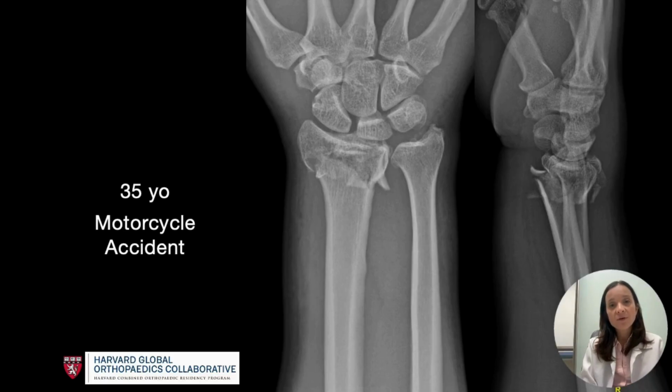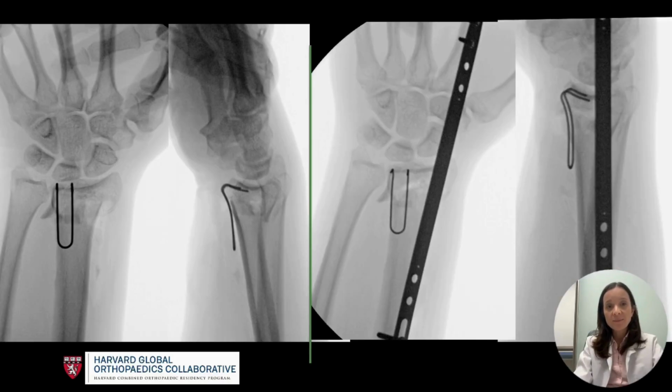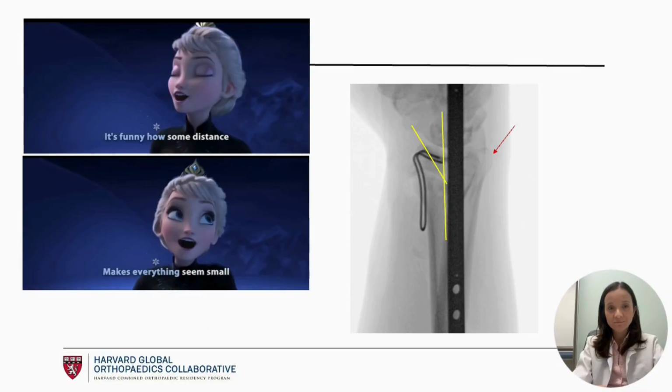This is a 35-year-old patient who was involved in a motorcycle accident presenting to the ER with this fracture. This case has more metaphyseal comminution, so there's a total loss of support for the articular fragments. This is a great case to supplement with a bridge plate or an external fixator. I start by placing a plate at the volar ulnar corner so I can move the fragment freely. Afterwards, I apply traction and the fracture improves substantially.